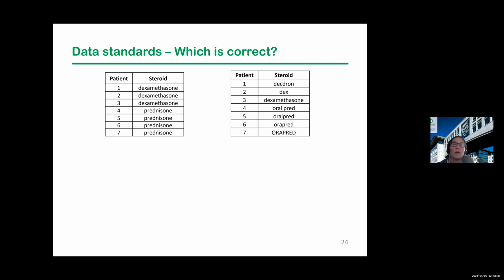Here's another example, again, an obvious one. So obviously the correct one is the left side where all the text is formatted in the same way. If we did try to import this into our software, the right side would read each steroid row as a different category. So there'd be some back and forth with you guys on how to clean it.